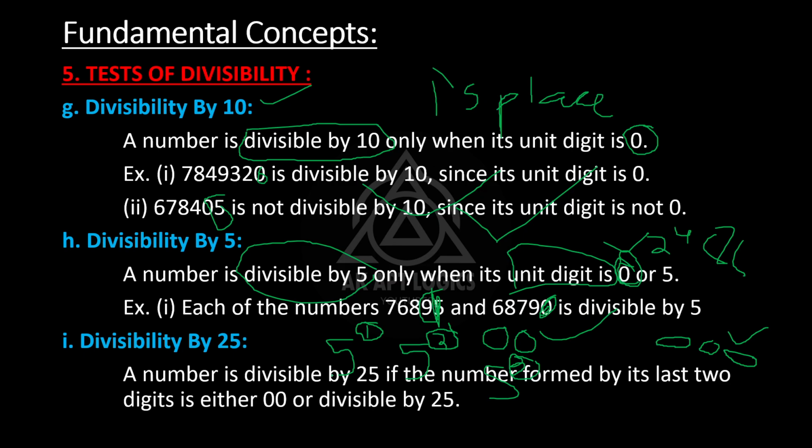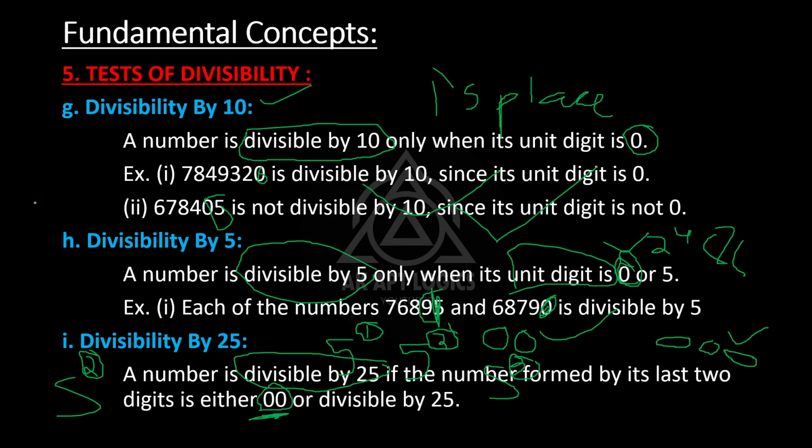A number is divisible by 25 if the number formed by its last two digits is either 00 or divisible by 25, because we can represent 25 as 5 square, right?